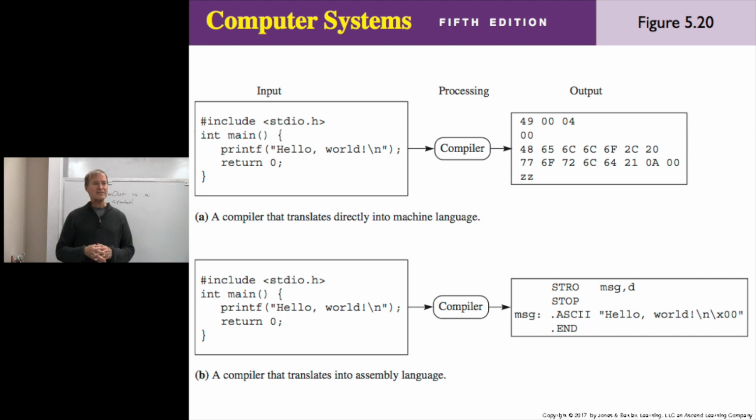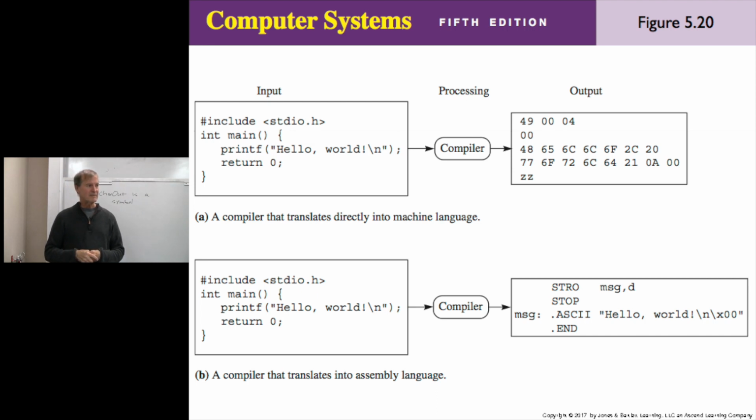Look, these translators, all they're doing is taking one string of characters and outputting another string of characters. That's all the translation does. In this case, the string of characters is a C program, and the string of characters that comes out is the hexadecimal machine code.